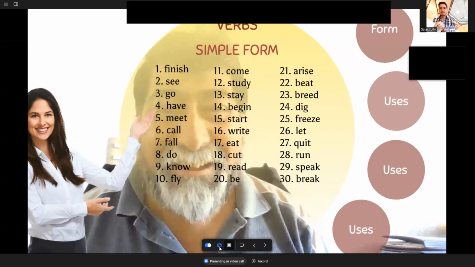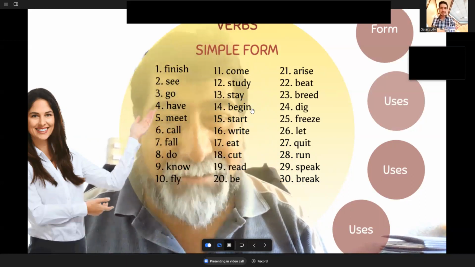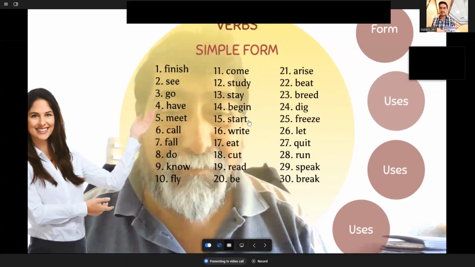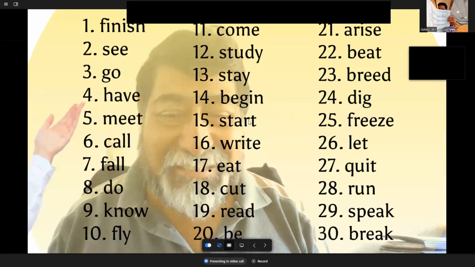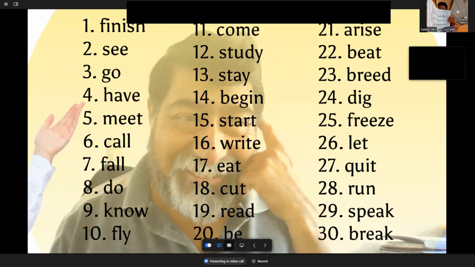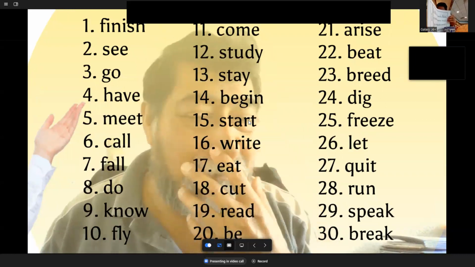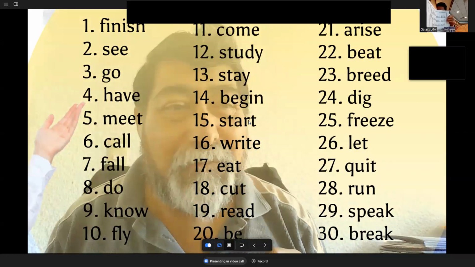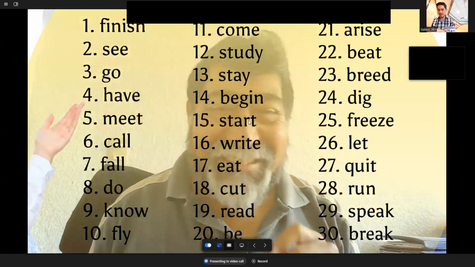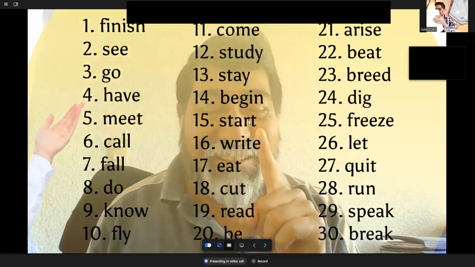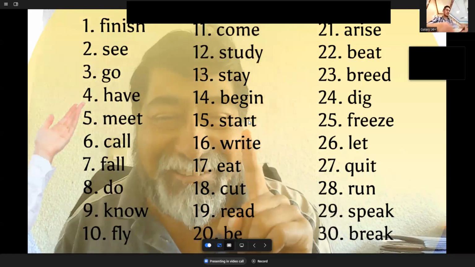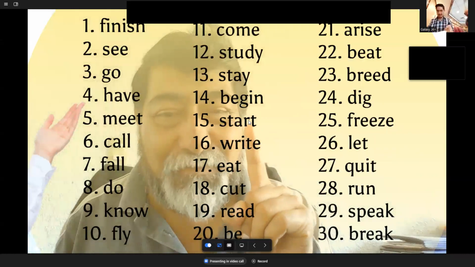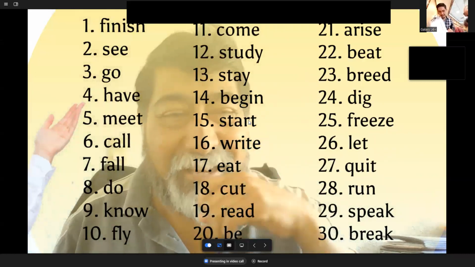Begin, begun. Start, start. It's a regular verb. Irregular? Regular. Okay. Start. Wait a minute, please. Okay.